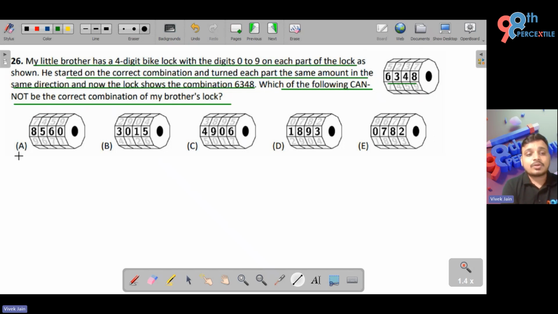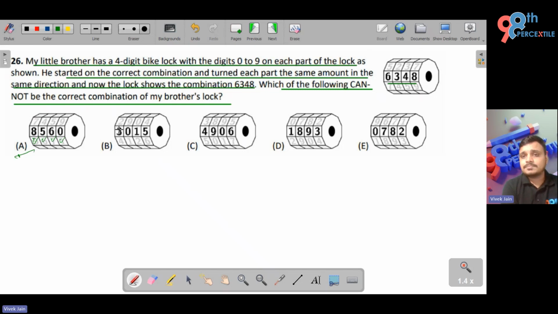Let's take a look at an example of option A. Option A has 8 at the first position, right? So that means it is moving 2 steps forward. If 6 to 8 is 2 steps forward, 3 should also move 2 steps forward, and that makes it 5. That's correct. 4 should also move 2 steps forward. That makes it 6. And then 8 should also move 2 steps ahead. That should make it 10. But since 10 is not an option, after 9 there is a 0. So it's visible right over here. So that means option A is possible.